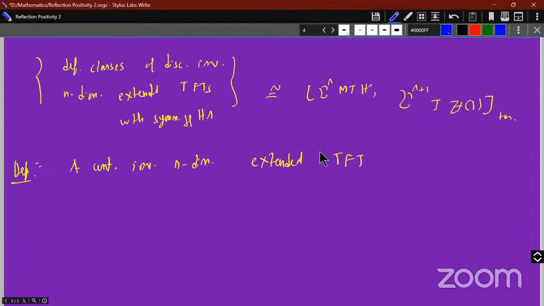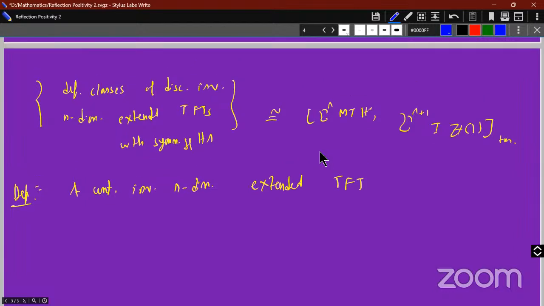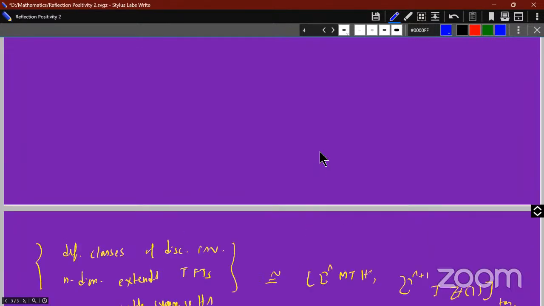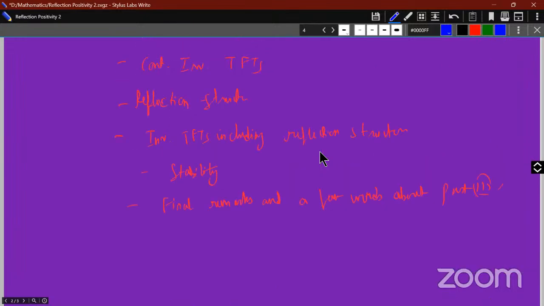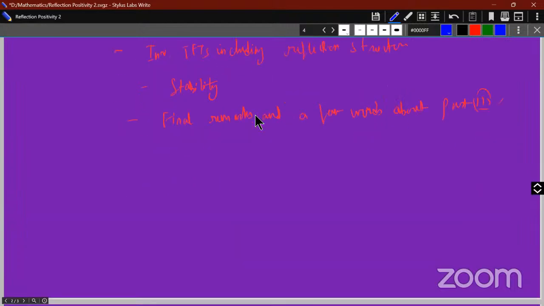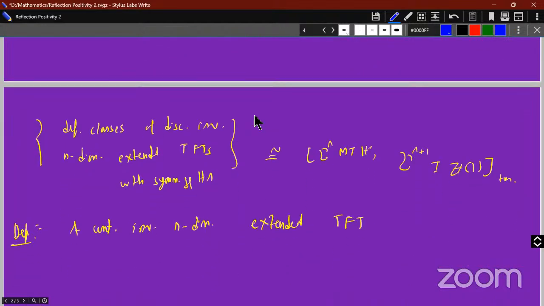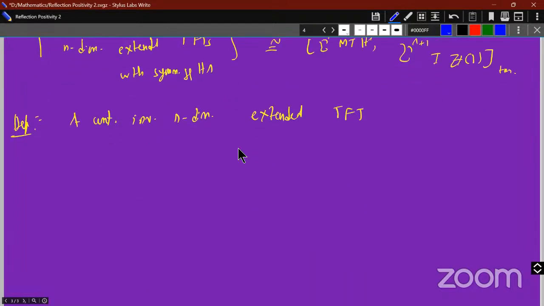Although I'm already in, maybe a few words that I should have said before. So this will mainly be us understanding reflection structures actually. Most of the part would be understanding reflection structures, and then in the next talk I will talk about positivity and extended topological field theories, and then talk about our main theorem. Right. So this is mostly about understanding what reflection structures are. Okay, so back to our definition.